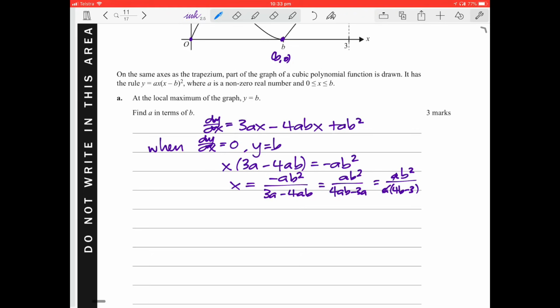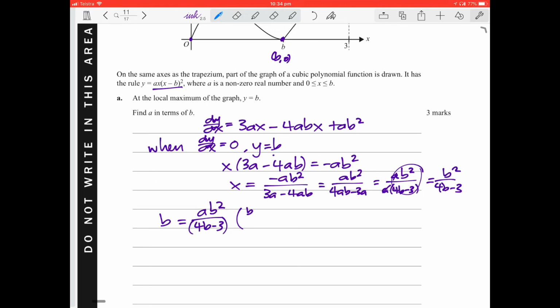Then we know when we sub this into this equation, we end up with y equals b. So b equals a times x, so a b² on 4b minus 3, and then x, so b² minus... this is pretty ugly. I haven't stuffed anything up, have I? Suppose it is the last question. Okay, so that's our value of the turning point, b² on 4b minus 3.